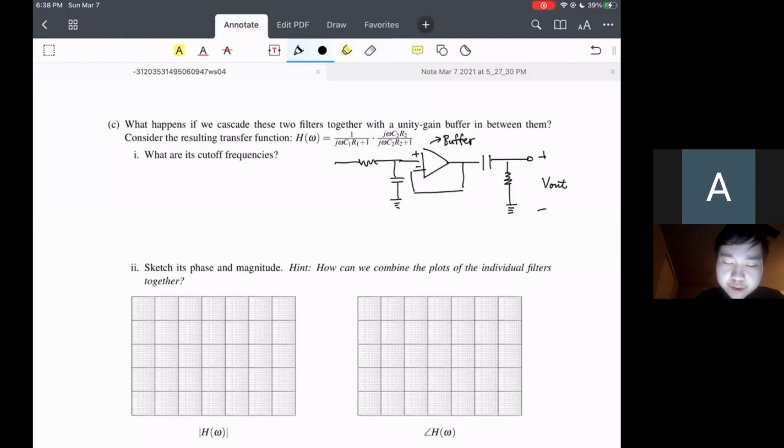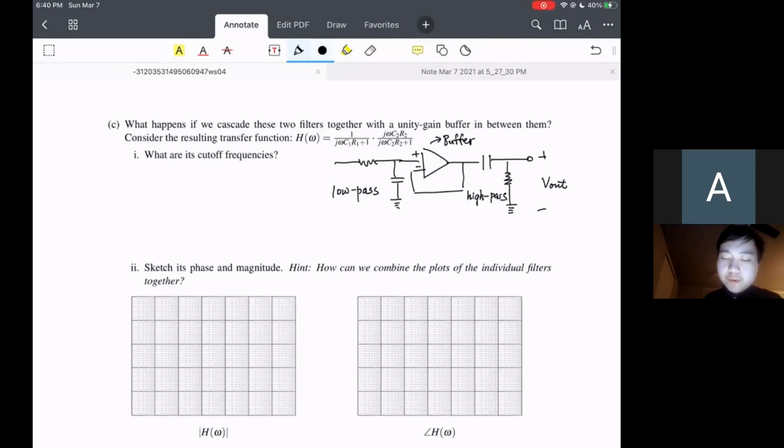So the resulting transfer function is just going to be H of omega equal to 1 over (j omega C1 R1 plus 1) times j omega C2 R2 over (j omega C2 R2 plus 1). Okay, so what are its cutoff frequencies?